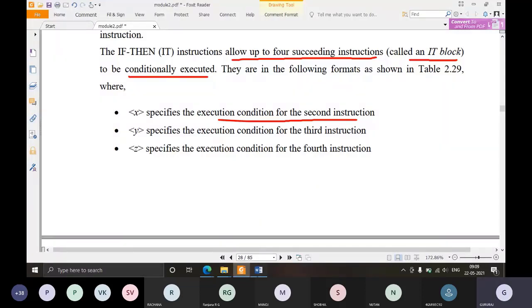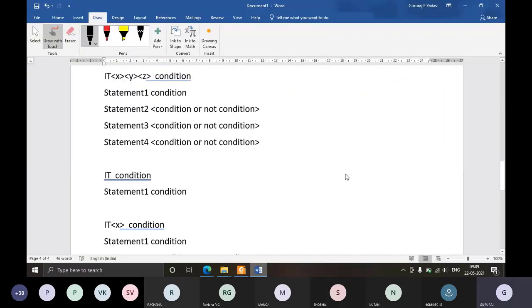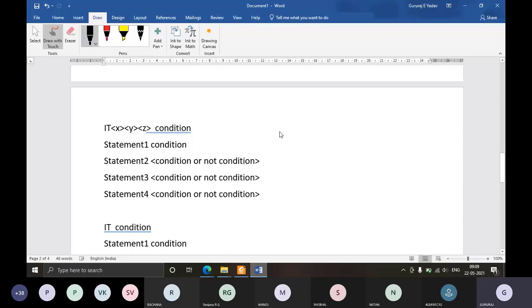If you see the variants of the IT instruction, it can have a maximum of 4 statements. You can see here 4 statements are there: statement 1, 2, 3, and 4. Whenever there are 4 statements, the complete syntax of IT will be used. That is, there should be X, there should be Y, as well as Z, followed by the condition.